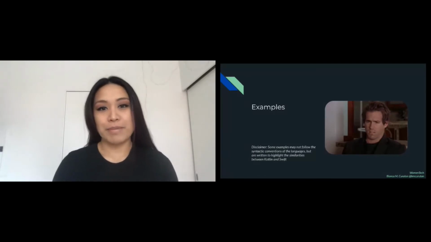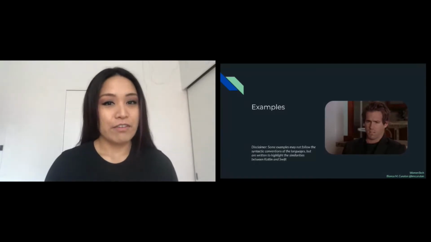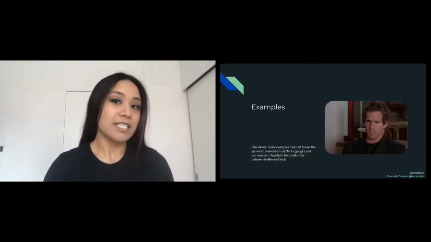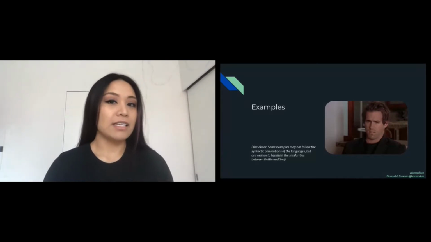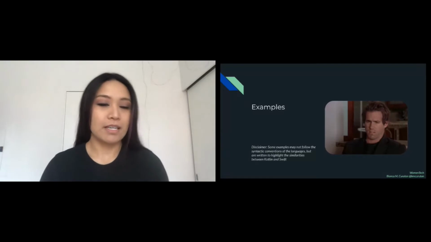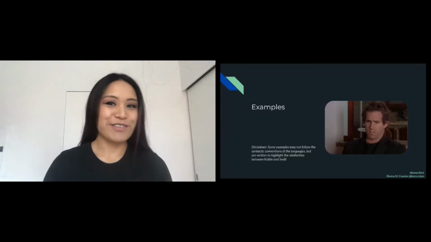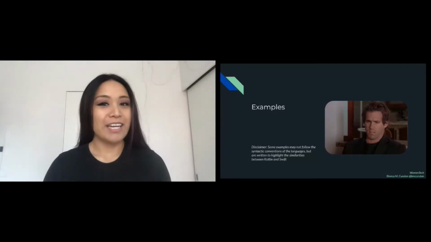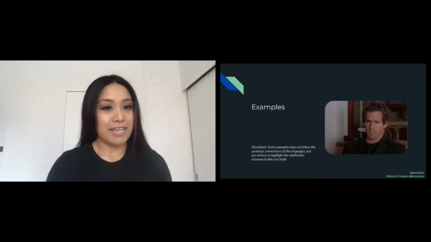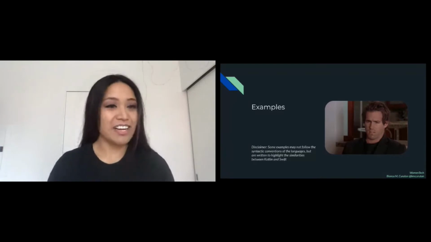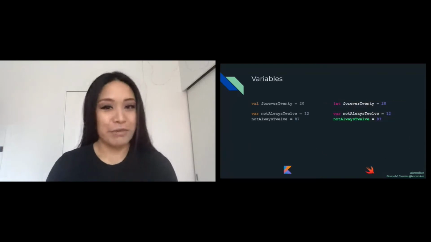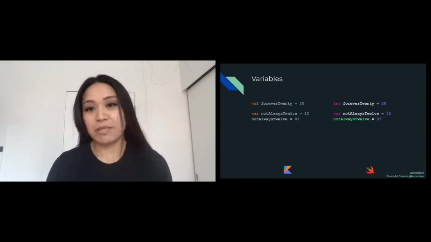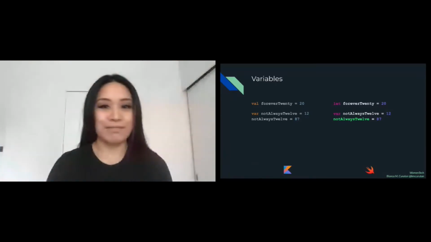First, we'll start with the basics, variables. For variables you set once, constants, we use the keyword val in Kotlin and let in Swift. The constant here is forever 20 with the value 20, and it will stay at 20 unless it's changed using the keyword var. The next example, which actually uses var, is called not always 12, where we start off with the value 12, but then change it to 87 soon after. Simple, right?